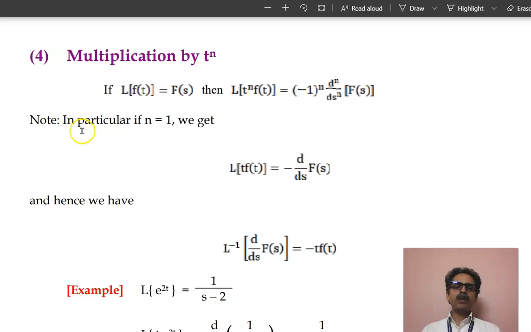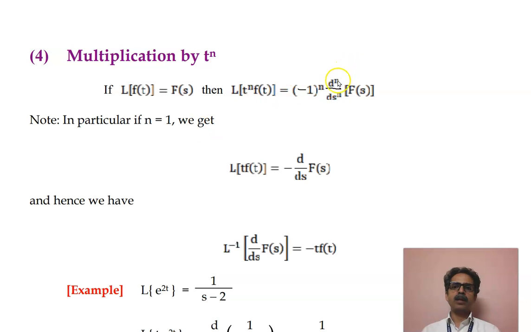There is a note. In particular, if you take n as 1, note that here n represents the order of the derivative, and that's why n should be a natural number, right? So if we take n as 1, we have the Laplace transform of t into f of t is equal to minus d upon ds of F of s. And if you change the position of this operator L, we can say that the inverse Laplace transform of d upon ds of capital F of s is equal to minus t into f of t.